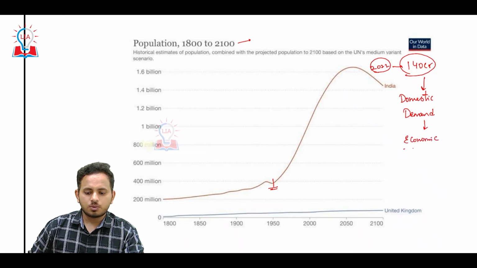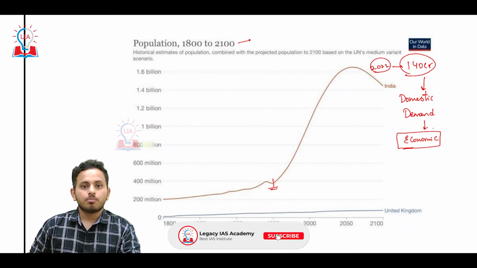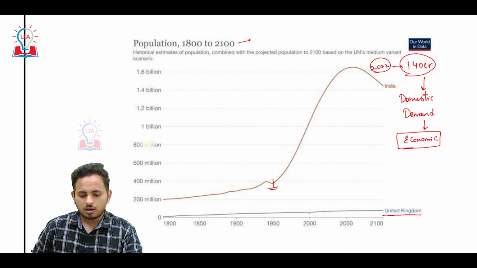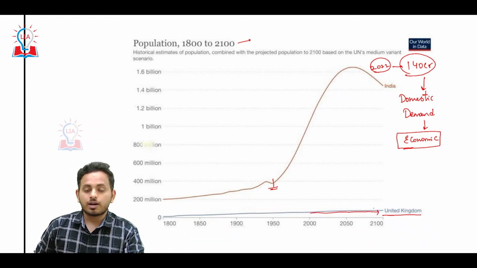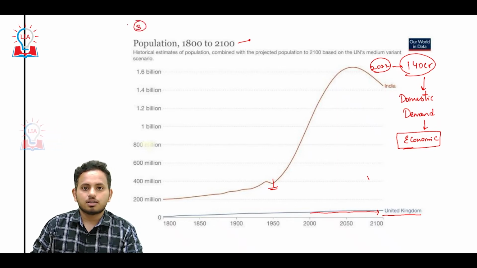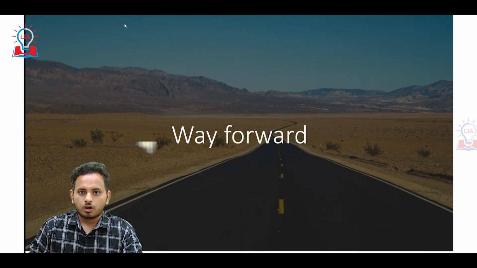So this is the reason why India is seen as the largest market by most of the Western countries. At the same time, you can see United Kingdom, which has the flat curve here, and the population is not expanding. So this is said to be the third important reason for Indian economy to grow and expand and surpass British economy. So what is the way forward?